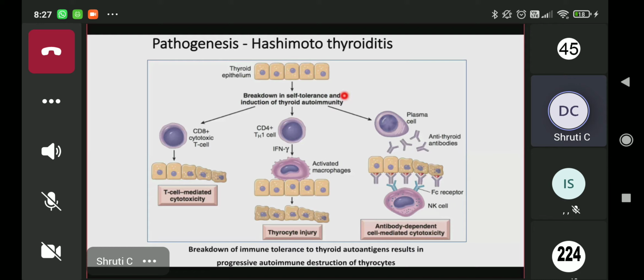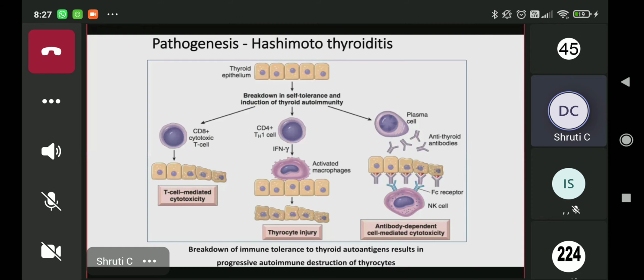Or through the action of plasma cells, there will be an increased production of antibodies, and through this antibody dependent cell mediated cytotoxicity will occur. Basically the end result is damage of the follicular epithelial cells. Okay, so there will be destruction of thyrocytes, ultimately leading to hypothyroidism.